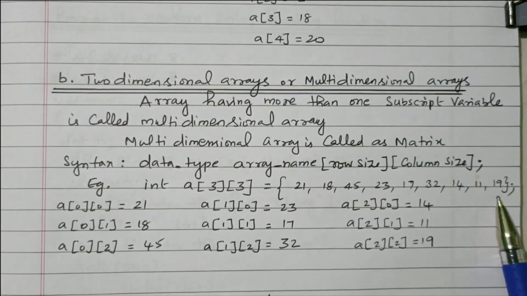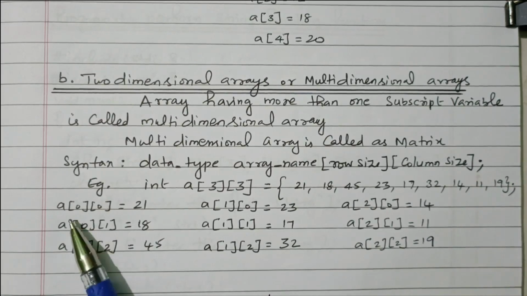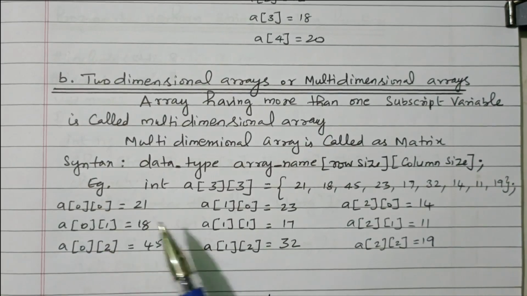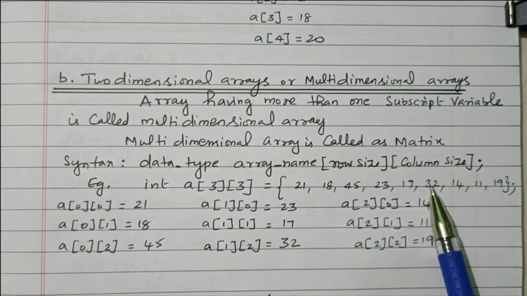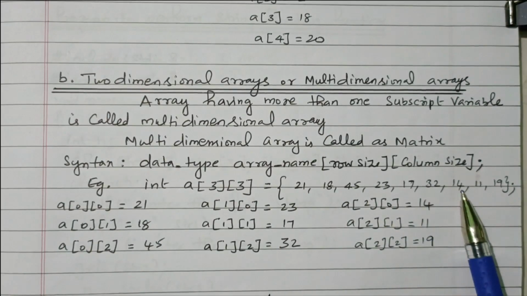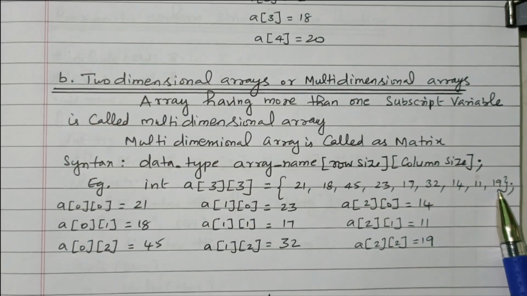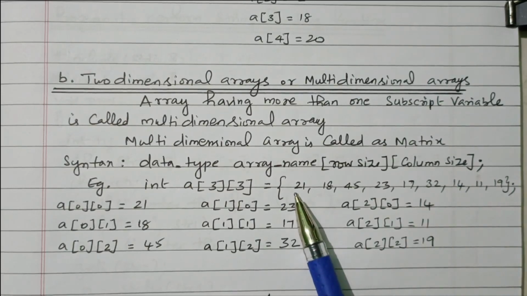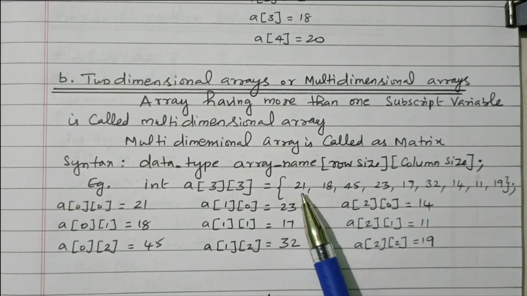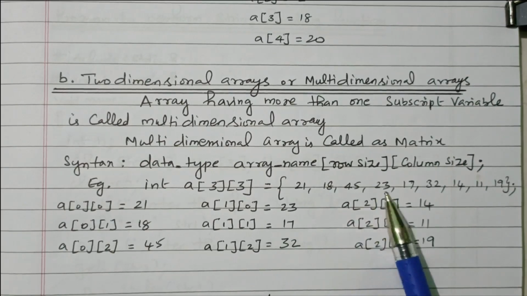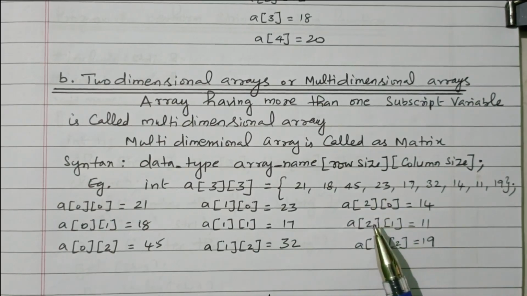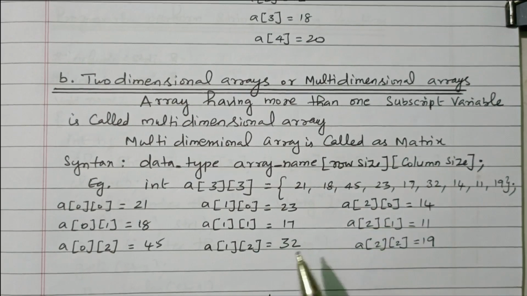How are these 9 elements stored? First we go with the row, the first row. The first 3 elements are stored in the first row, the second 3 elements in the second row, and the third 3 elements in the third row. In the first row, the first element is stored in first row, first column, then first row, second column, first row, third column. Like that it will store. So we need to differentiate row as well as column.